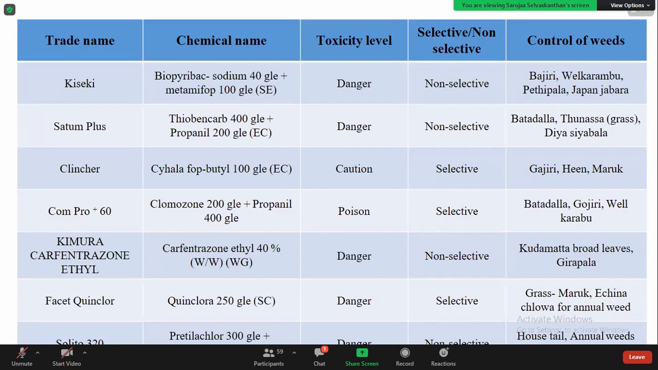Okay, this one also like that. What is the trade name, the chemical name, the toxicity level, selective or non-selective, and control of the weeds? You want to write it. Okay, these are things, this practical. Here, some sections are not important. For the formulation methods, you only need to know what types are available and what the examples are. No need for too much.